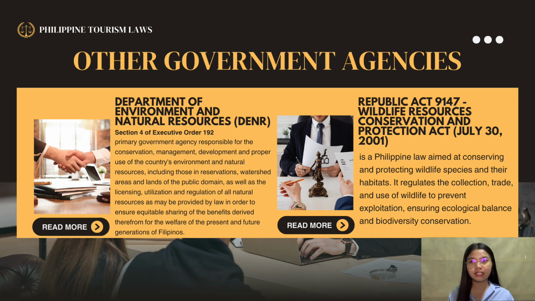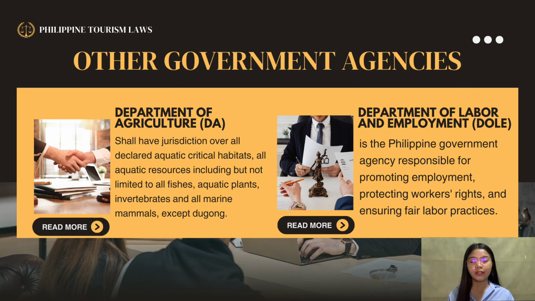This act is under the Department of Environment and Natural Resources, and it shall have jurisdiction over all terrestrial plants and animal species, all turtles and tortoises, and wetland species, including but not limited to crocodiles, water birds, and all amphibians and dugong. Next, we do have the Department of Agriculture, or DA. It shall have jurisdiction over all the declared aquatic critical habitats, all aquatic resources, including but not limited to all fishes, aquatic plants, invertebrates, and all marine mammals except dugong.